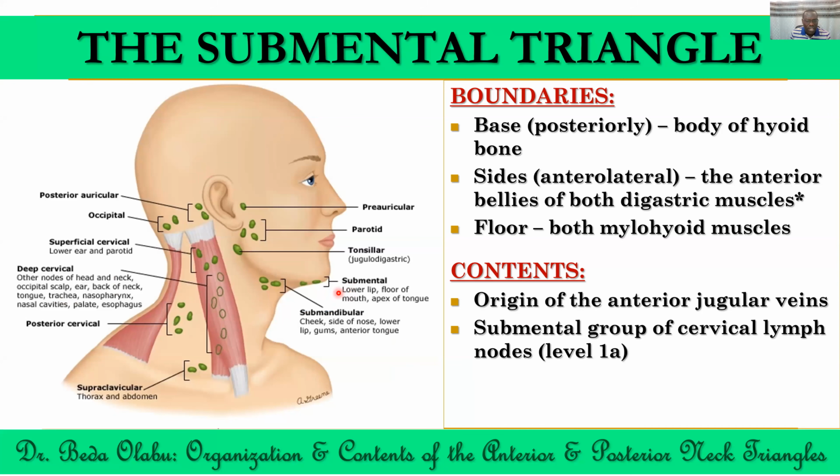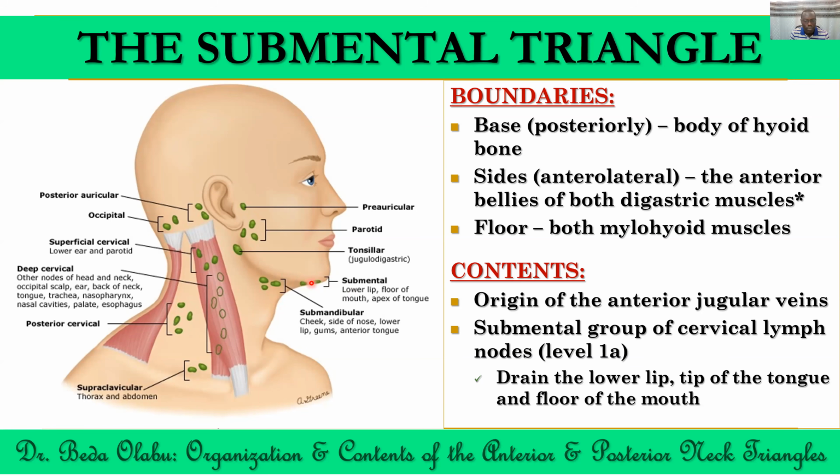This level 1A of cervical lymph nodes generally drain the lower lip. They also drain the tip of the tongue and the anterior floor of the mouth. And so if you have pathologies in this particular region, you may have enlargement of the submental lymph nodes. That is the submental triangle.